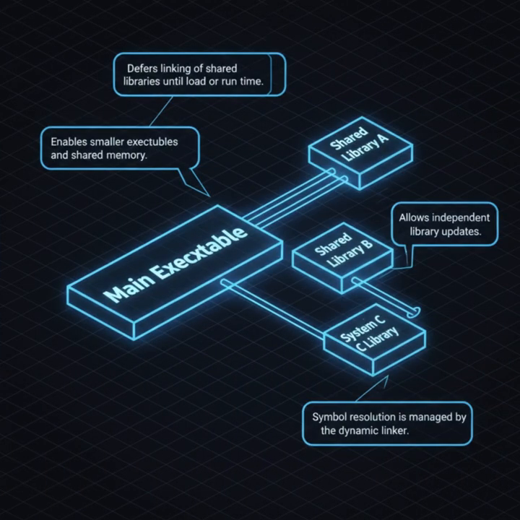Before we compare binding strategies, let's solidify our foundation. Dynamic linking defers the binding of shared libraries until an application is loaded or even until a function is first called. Unlike static linking, which bundles all library code into the final executable, dynamic linking allows for smaller executables, shared memory usage, and easier updates to libraries without recompiling the main application. The dynamic linker, or ld.so, is the system component responsible for locating these libraries and resolving the symbolic references between them and the application at runtime. This process of resolution is where our choice of binding strategy becomes critical.